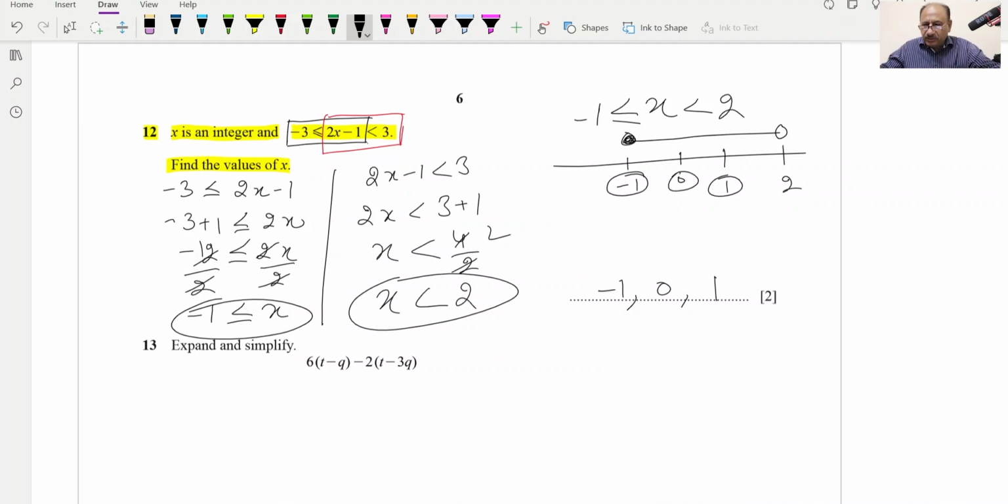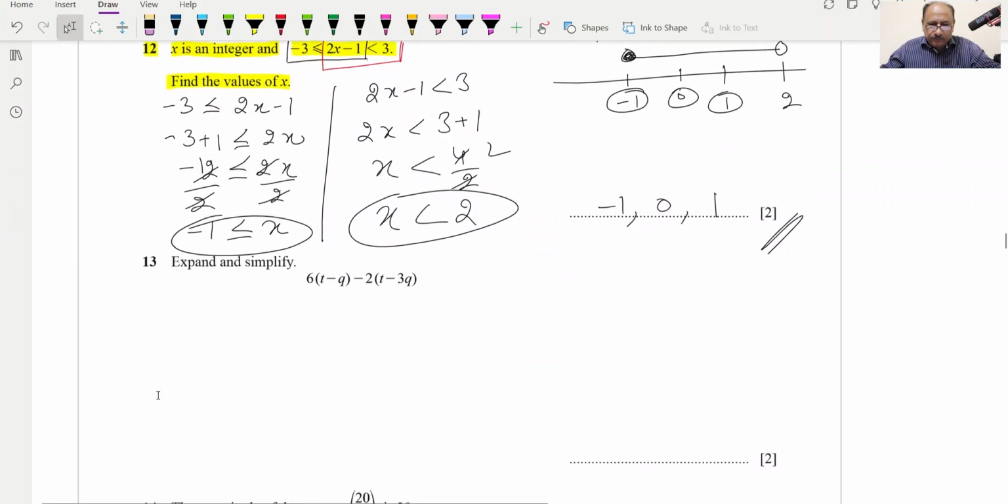These three will be answers, and this is a 2 mark question. This number line portion I have drawn for your explanation. This is basically not a requirement of the question, but it is better if you draw this.